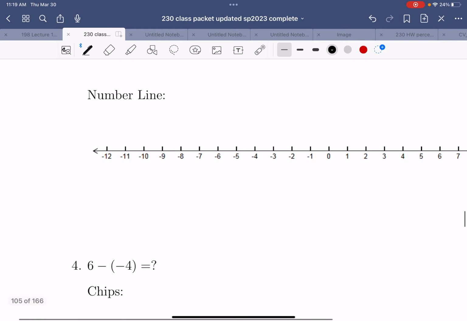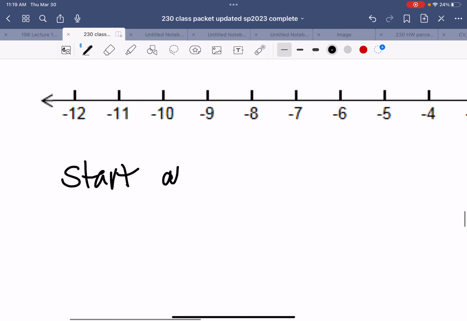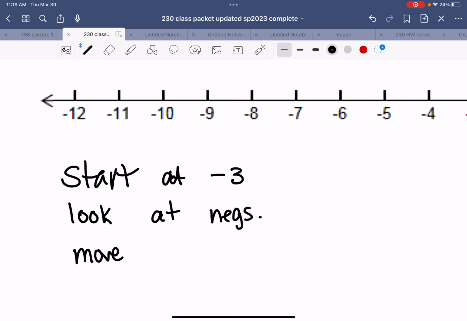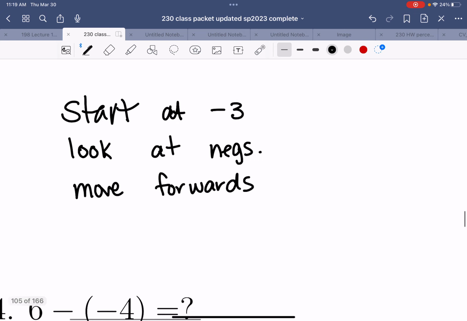On the number line, we're going to start at -3. We are going to look in the direction of the second integer. Now, the second integer is -5, so we're going to look at the negatives. We're going to move forwards because we are adding. And our answer is where we land.